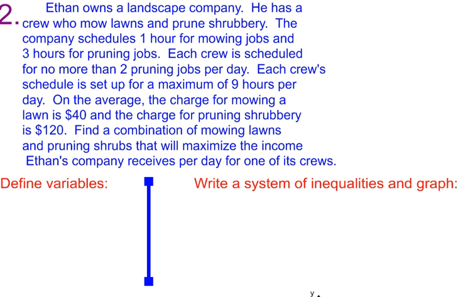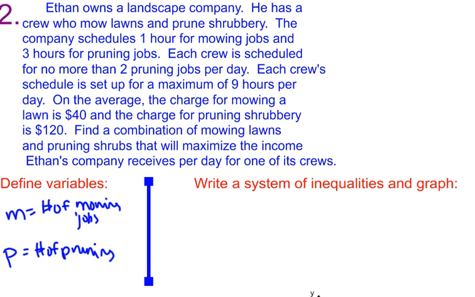So in number 2, hopefully you've read the problem. I defined my M as my number of mowing jobs, and my P as my number of pruning jobs. Just like in the last one, I can't have negative mowing jobs and I can't have negative pruning jobs. So again, my answer is going to lie in the first quadrant.